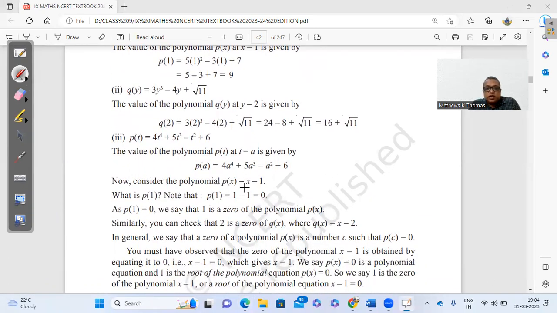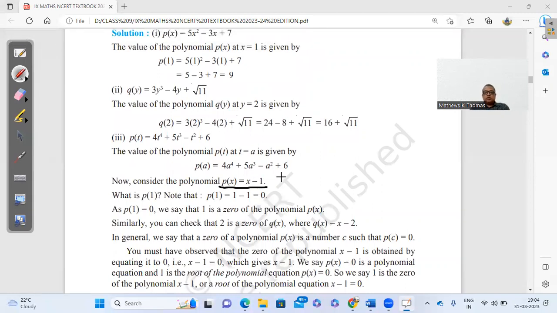Now, let's see here. We have a polynomial p(x) = x − 1. When I put the value of x as 1, I get p(1) = 1 − 1, which is 0. So values which give us 0 are called a zero of a polynomial. So I can say 1 is a zero of this polynomial. Here they are asking, can you check whether 2 is a zero or not? If I put 2, 2 − 1 is 1. So this is not a zero of the polynomial, because I'm not getting the answer 0.